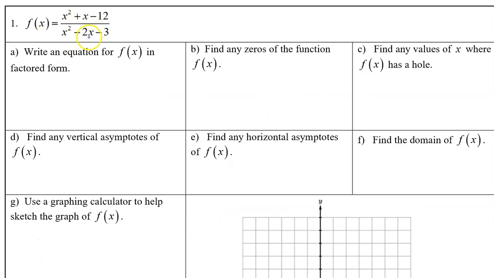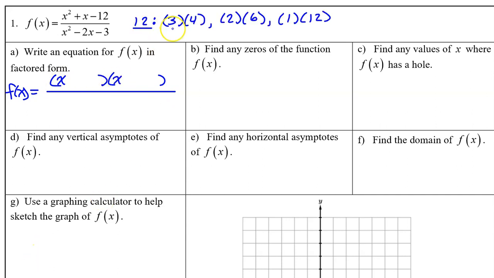Problem number 1. Here is f of x. Part A. Write an equation for f of x in factored form. So let's see, f of x equals, let's factor that numerator. Let's go for binomial times a binomial. X squared will be x times x. 12 is going to factor as 3 times 4 or 2 times 6 or 1 times 12. But since inner plus outer must equal a middle of 1x, let's do 3 times 4. To make a middle of positive 1, we need an inner of negative 3x and an outer of positive 4x.